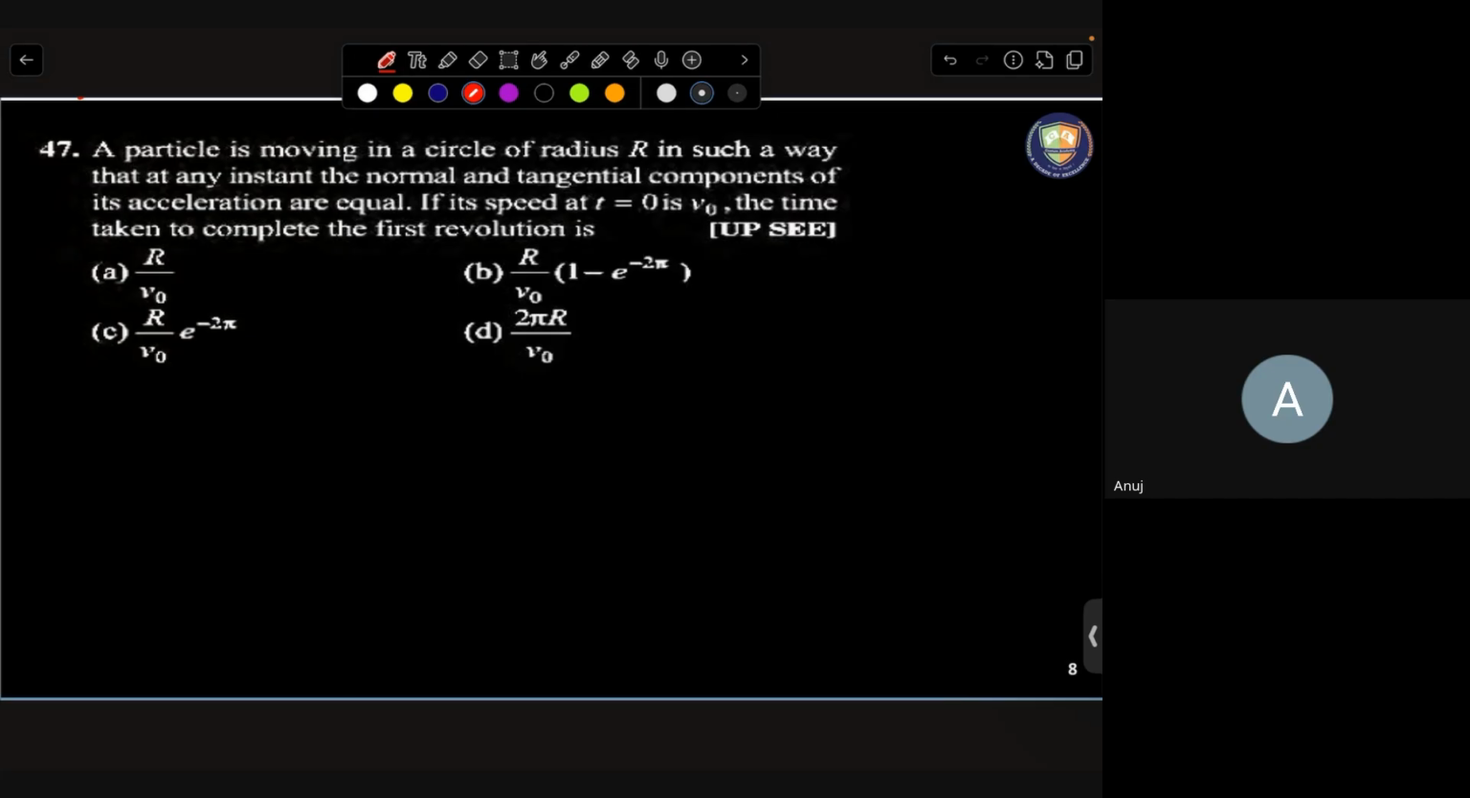So in this question, they are saying a particle is moving in a circle of radius r in such a way that at any instant, the normal and tangential components of the acceleration are equal. The initial speed is given as v naught. The time taken to complete the first revolution is?